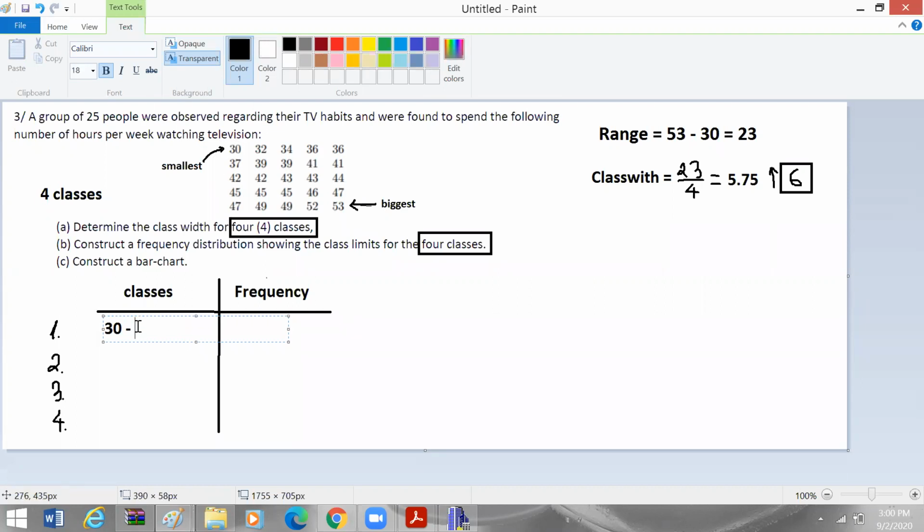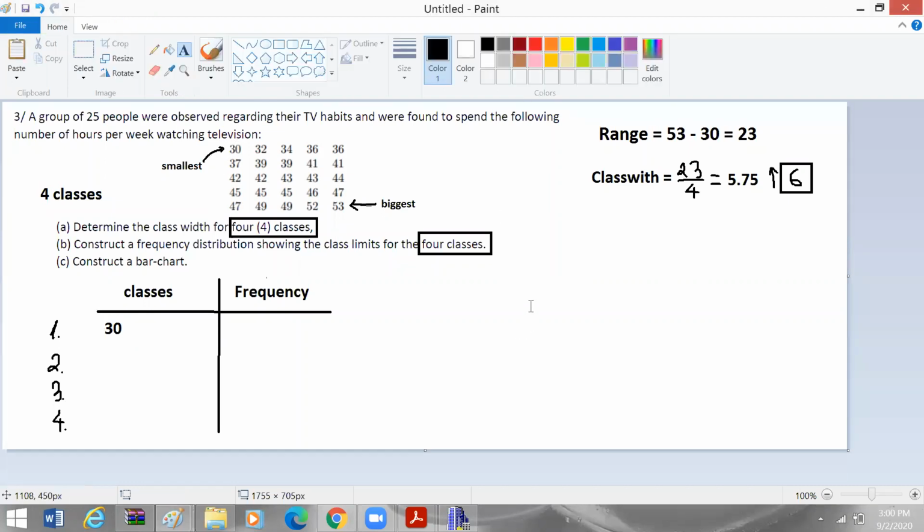And then after we get the 30, we're going to add 6, because that would be the class width. So they have to be the same for each class, right? So 30 plus 6, we got 36, correct? So 30 up to 36.